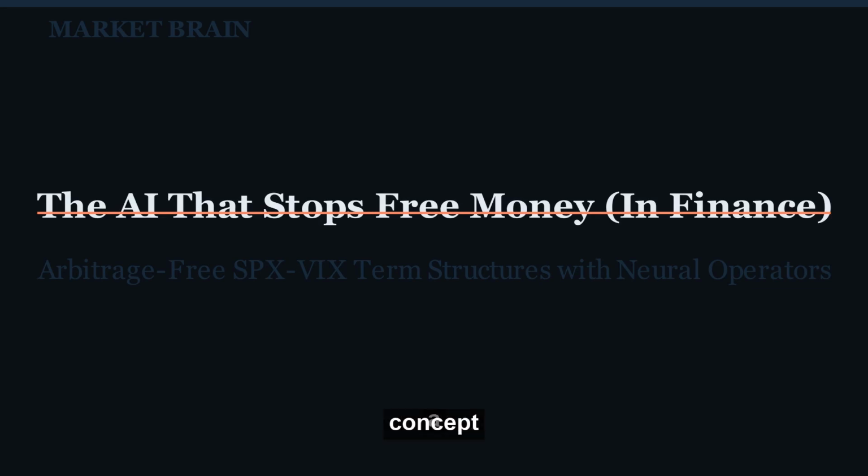Today, we're tackling a concept that sounds almost too good to be true: free money. In finance, we call this arbitrage, and it's the holy grail for some, and a market inefficiency that needs to be stamped out for others. But what if an AI could actively prevent these opportunities, ensuring a mathematically consistent market? That's precisely what we're exploring with a new model called ARBITER.